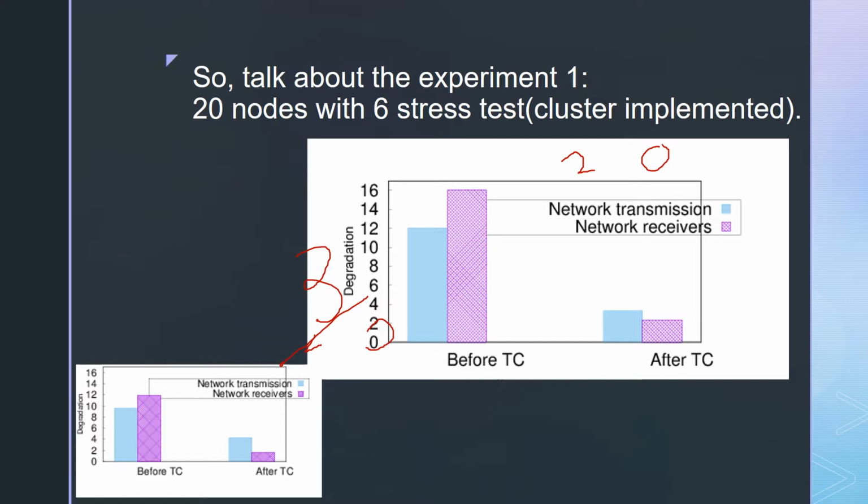As we can see here, when we implement 20 loads, the degradation before the TC control will be much higher than with the 3 loads, which means 3 loads are not CPU or IO intensive enough. But after the TC control, we can see all the degradation is controlled under 4, which means TC control with the specific parameter has very good isolation control for the Docker containers in the cloud.